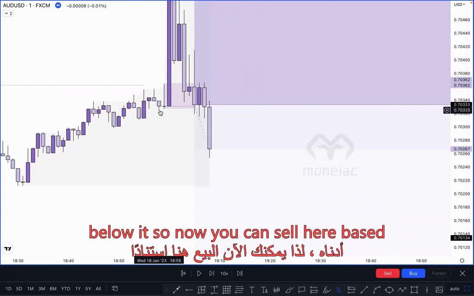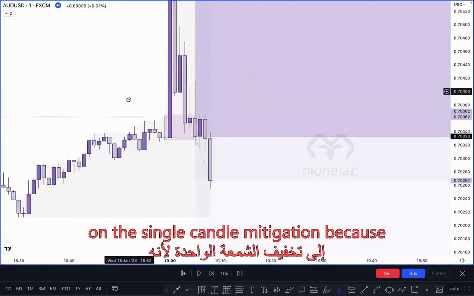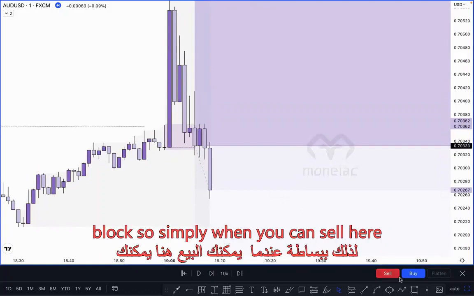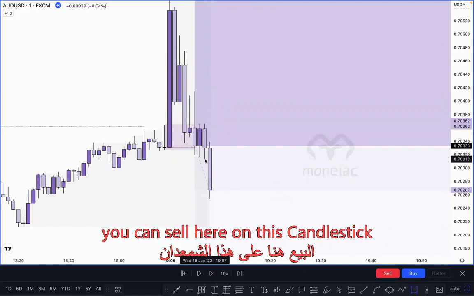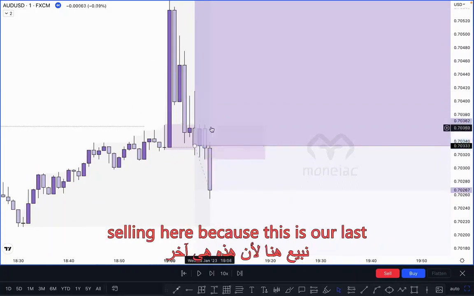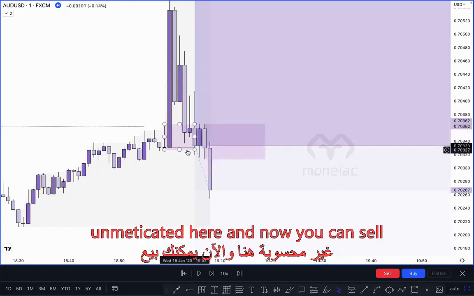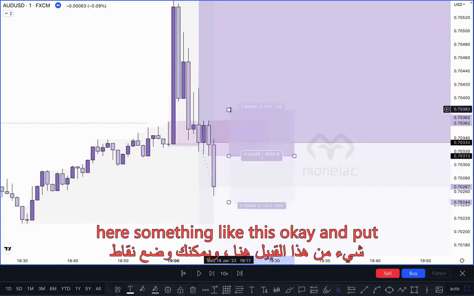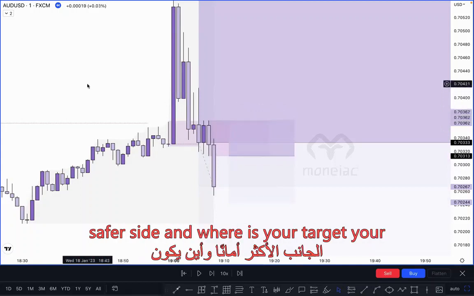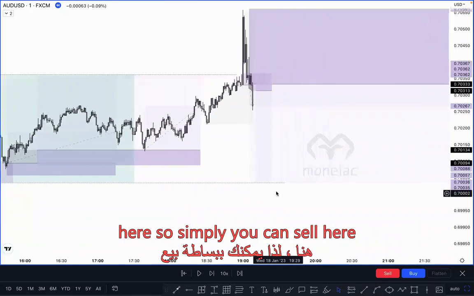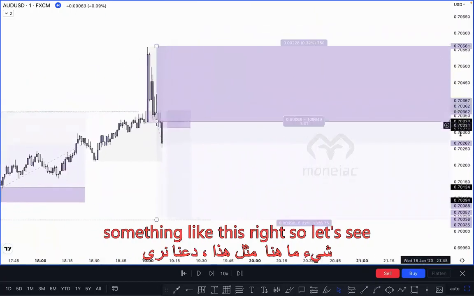So now you can sell here based on the single candle mitigation, because above it there is no unmitigated order block. You can sell here on this candlestick, because this candle took out the previous candle. Why are we selling here? Because this is our last single candle order block, which is unmitigated, and now you can sell something like this. Put the stop loss just above it for the safer side. And where is your target? Your target is the London session low, which is here. So simply you can sell here something like this, right?